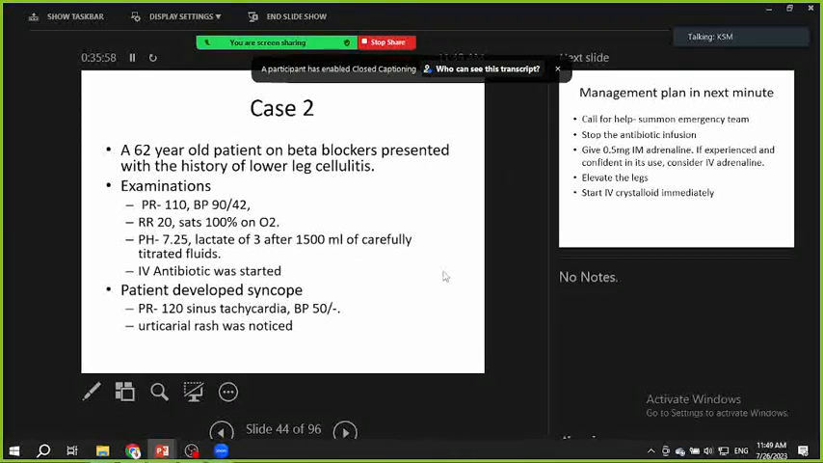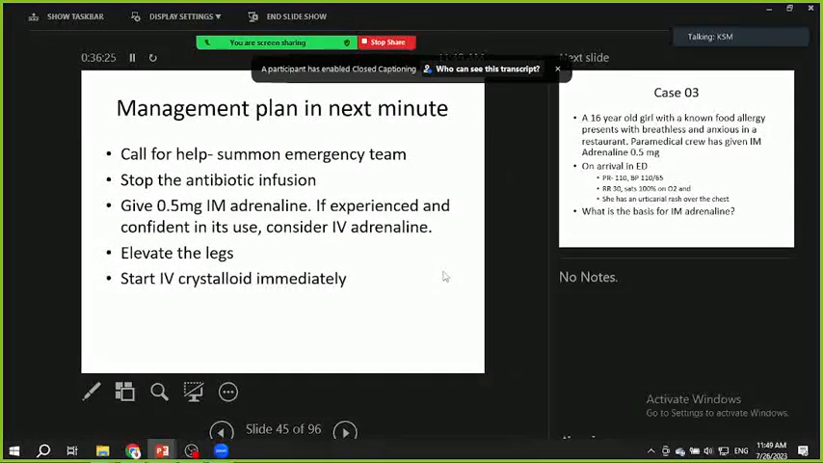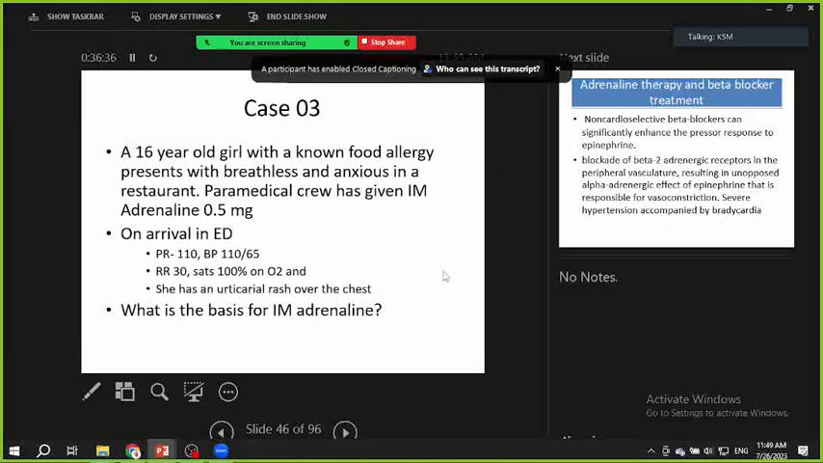Case 2. A 62-year-old patient on beta blockers presented with a history of lower leg cellulitis. On examination, pulse rate 110, blood pressure 90 by 42, respiratory rate 20, saturation 100, and they have started antibiotic. The patient developed syncope, pulse rate 120, tachycardia, blood pressure 50. So this is clearly probable exposure to a known allergen. So this is basically an anaphylactic reaction. Call for the team, stop the antibiotic, give IM adrenaline 0.5 mg, elevate the leg, and start crystalloid immediately.